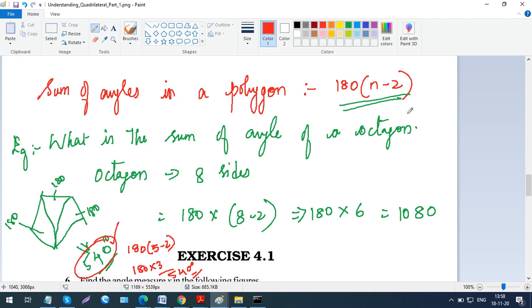So now see here I have given you one example. What is the sum of angles of an octagon? You should know an octagon has 8 sides, so it's going to be 180 into 8 minus 2, because n is 8 over here, so it's 180 into 6, and that's going to be this much. Okay, so you can solve this and check it.